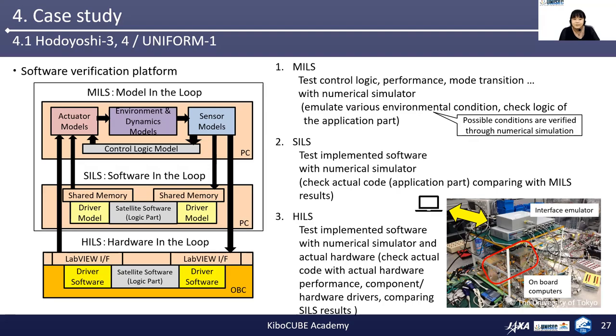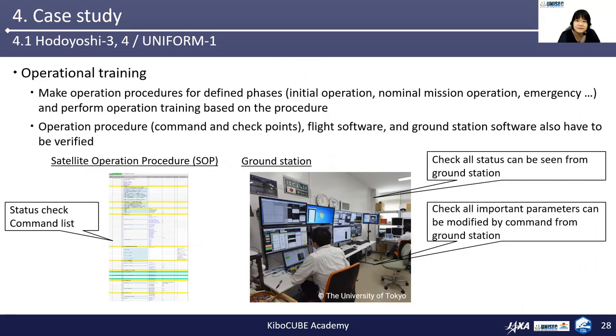After checking the main characteristics and feasibilities, we move on to the operational training phase. Here, we make the operational procedure for defined phases, initial, nominal mission, emergency, and so on, and perform the operational training based on the procedure. This table shows one of the procedure examples.